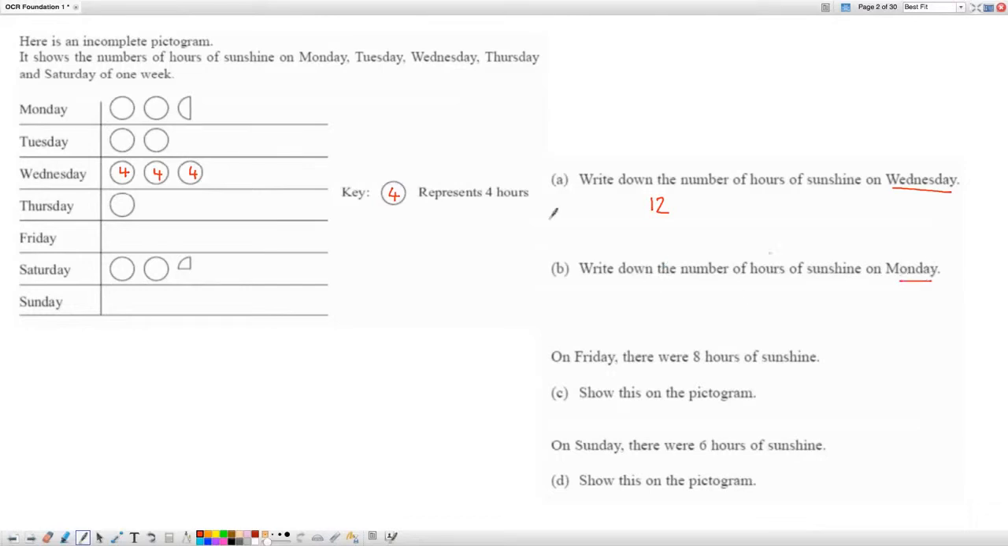We're then asked to look at Monday. Monday is here. We have 4 hours, 4 hours. Half a circle is half the time, so 2 hours. 4 plus 4 plus 2 gives us a total of 10 hours of sunshine. We then need to use this information in C and D to complete for Friday and Sunday. On Friday we have 8 hours, so that's 2 full circles, 4 and 4. And then on Sunday we have 6 hours. So 1 full circle for 4 and then half a circle here for the 2 hours.